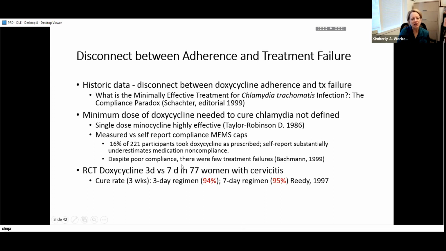But I give you some interesting pieces of data. One, there's an older study that shows that minocycline is very highly effective as just a single dose. There's a study that Laura Bachman did in 1999, in which she looked at MEMCAPs versus self-report. Even though only 16% of patients took doxy as prescribed for 7 days, the failure rate was 6%. And then there was a small RCT done on 3 days versus 7 days of doxy in 77 women with cervicitis. They did a test of cure at 3 weeks with a PCR, showing similar success rates. So there is this disconnect. We don't know what the minimal dose is. We just know that doxy appears to be the better drug in all the data that I just showed you.